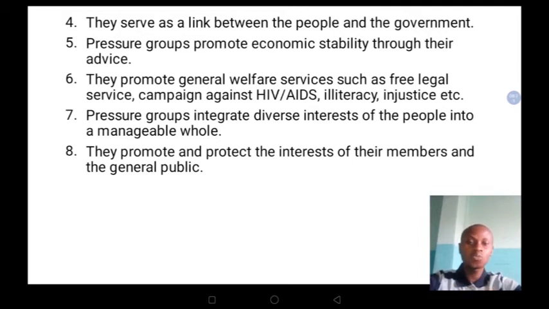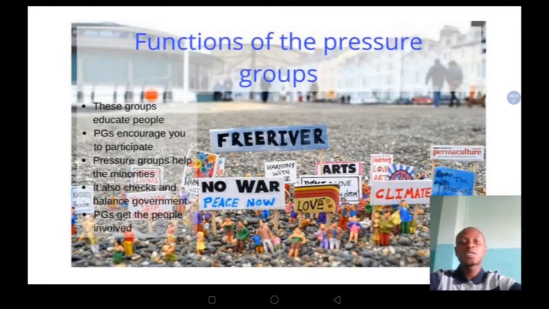They also promote and protect the interests of their members. Every interest group, every pressure group aims at protecting and promoting the interests of its members or that of the general public. So it's important that we know this. All right. Now, this is the summary. Some of the functions we mentioned are here. Some of them are not here. Or they say functions of the pressure groups. You can see manifestation of the activities of the pressure group.